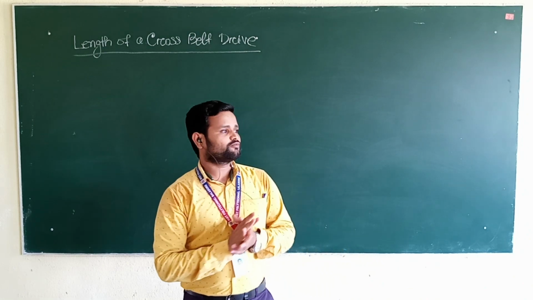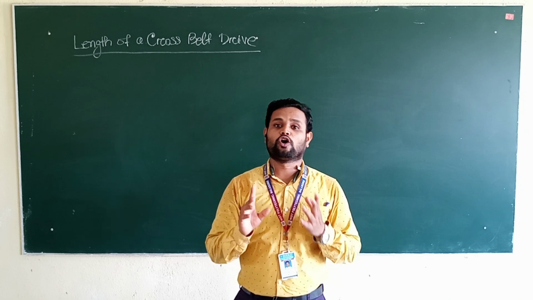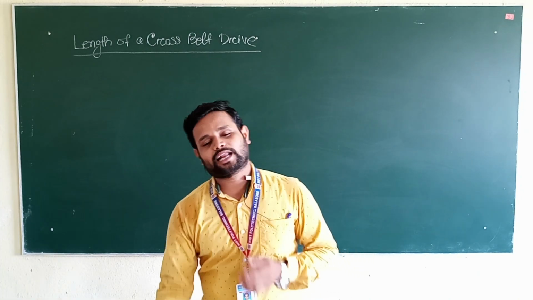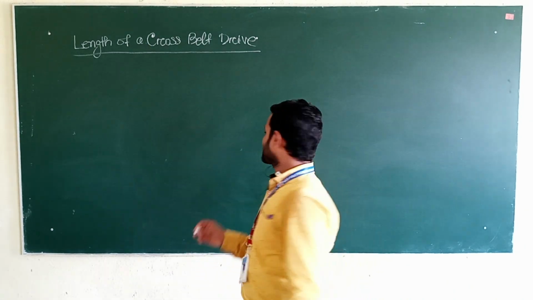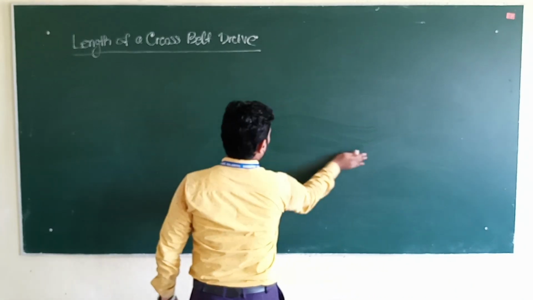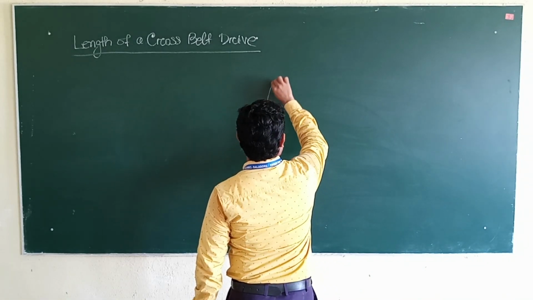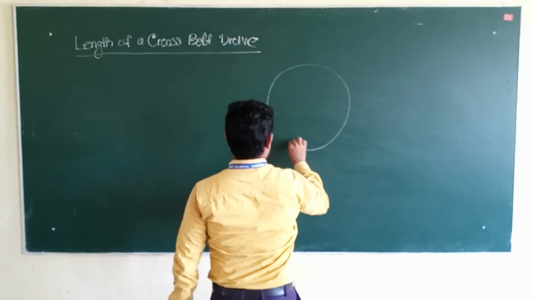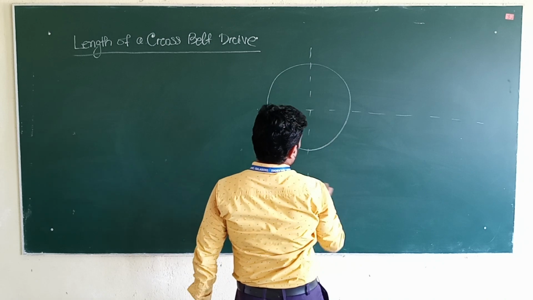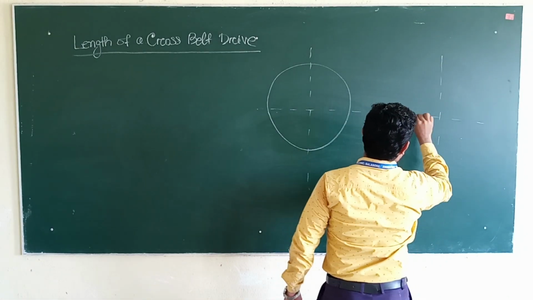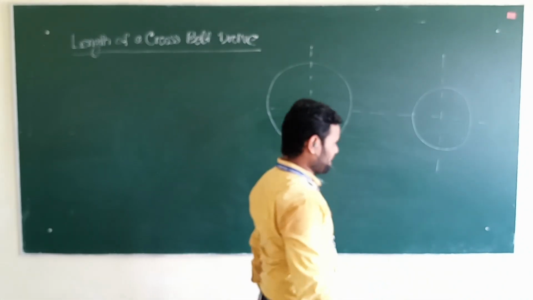We know that in case of cross belt drive, the direction of rotation of driver pulley and the driven pulley are opposite. That means if the driver pulley rotates in the clockwise direction, then the driven pulley rotates in the anti-clockwise direction. So let's see the figure of a cross belt drive. This is the driver or bigger pulley, or larger pulley, and this is the smaller pulley, or we can say driven or follower pulley.